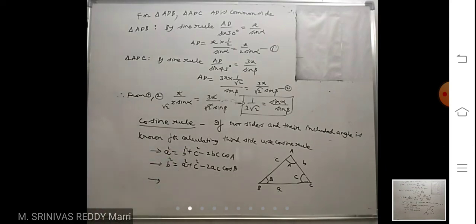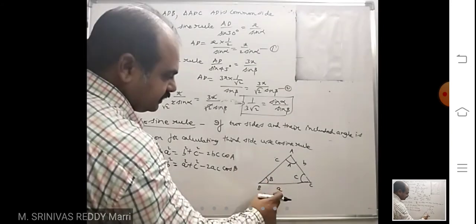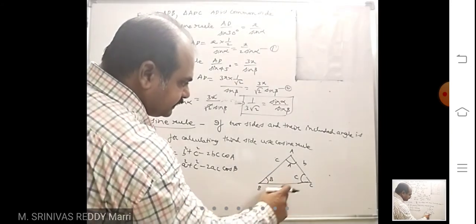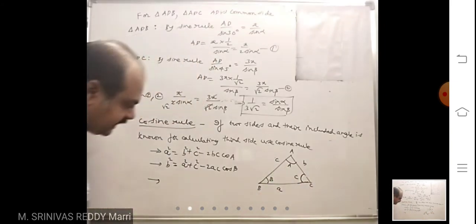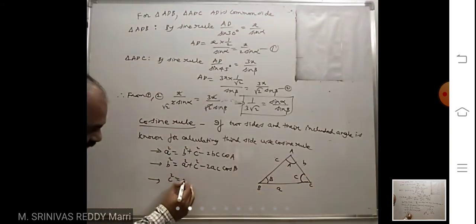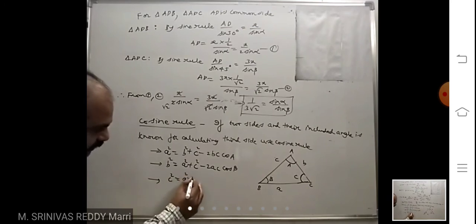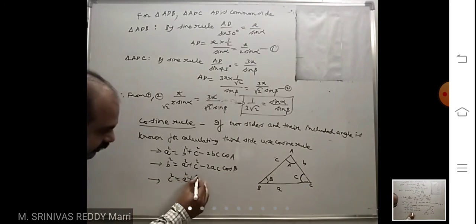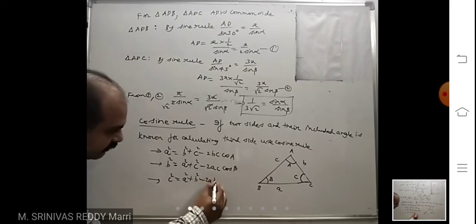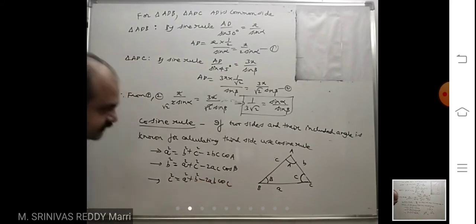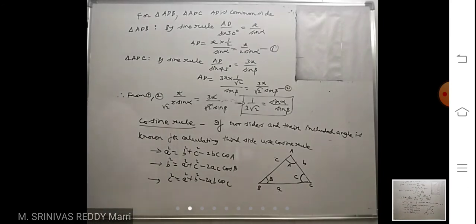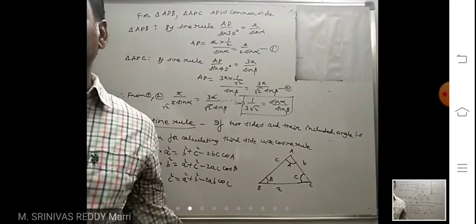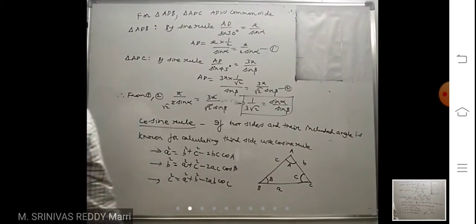Next, look at this. This A you know, this B you know, and their included angle C is known. To calculate the third side, C square equals A square plus B square minus 2AB cos C. This is the cosine rule. That means if two sides are known and the angle in between them is known, calculating the third side like this is called the cosine rule.